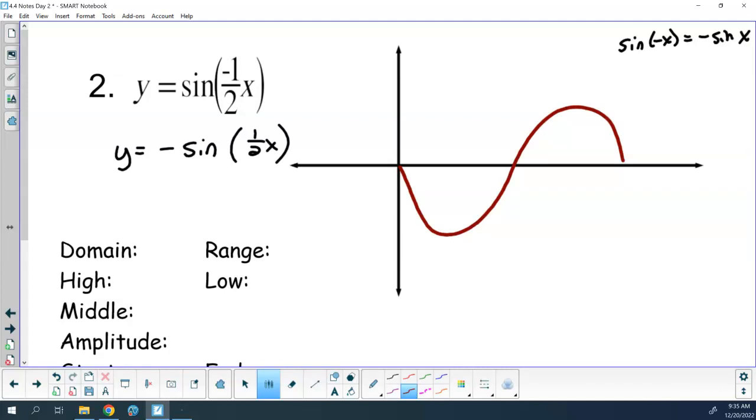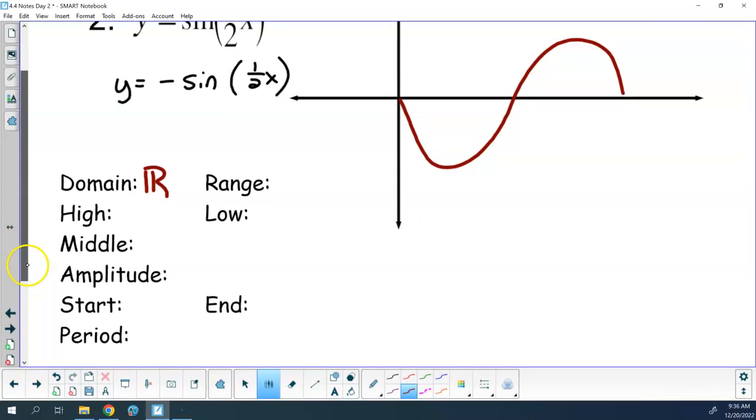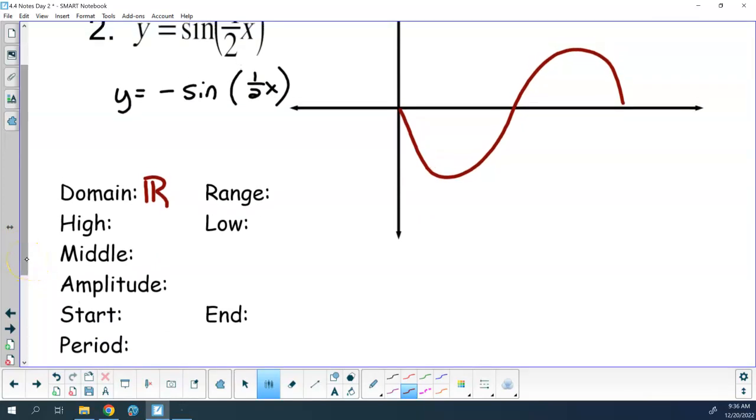Okay. My domain's going to be all real numbers. Now, from there, let's figure out everything else. I need to know how low it goes. I need to know how high it goes. I need to know where it starts, where it ends, the middle, and the average. And that comes from our pieces of 9.